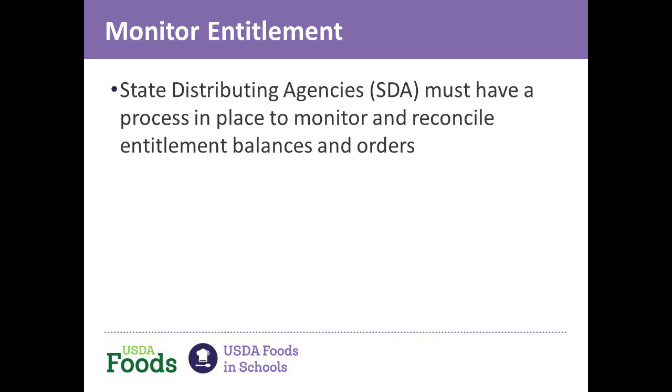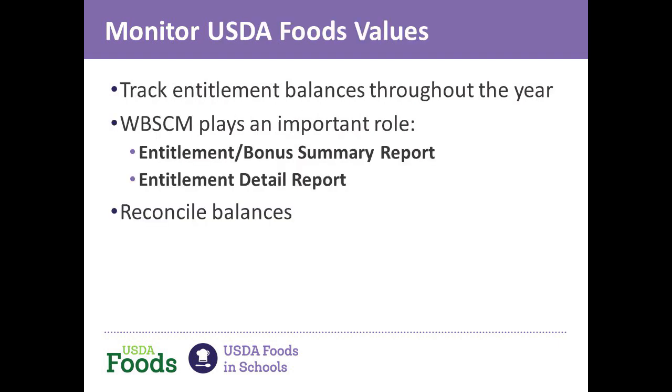State distributing agencies must have a process in place to monitor and reconcile entitlement balances and orders. The SDA should plan to spend 100% of entitlement and ensure that SFAs receive their full commodity offer value and maximize the use of USDA Foods. As mentioned previously, the amount of entitlement is updated twice per year by the national office, once when the per meal rate is published and once when the lunches are official.